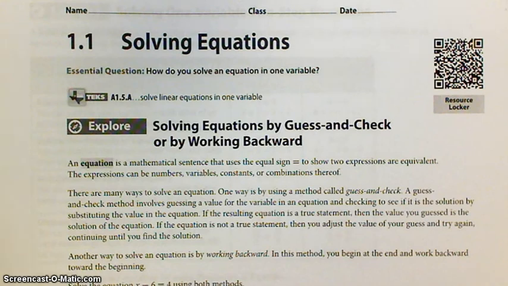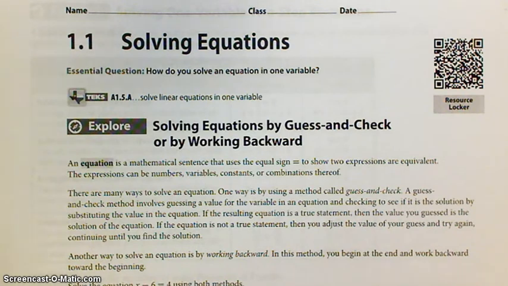Okay, this screencast is for Module 1, Lesson 1, which begins in your textbook on page 5. And we're introducing ourselves to solving equations. You've actually done a lot of this before, but it's going to be very important for us to go back, practice, and always brush up on these skills and add new skills as they come along.